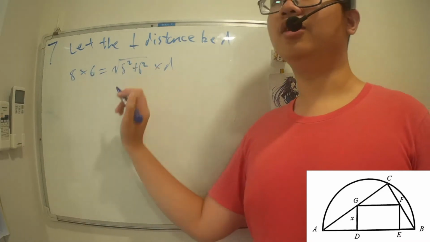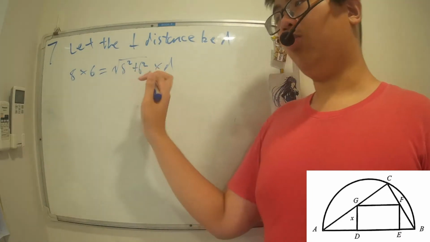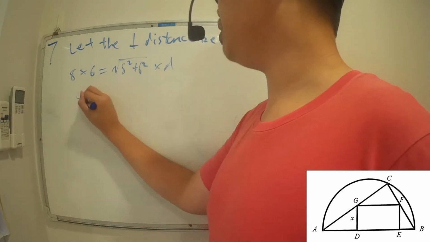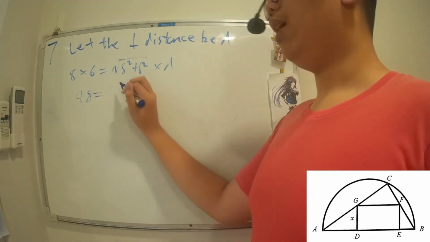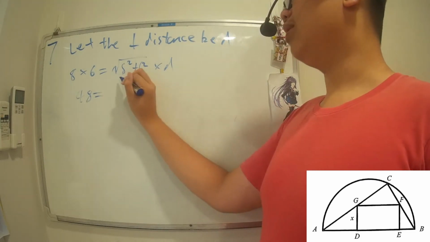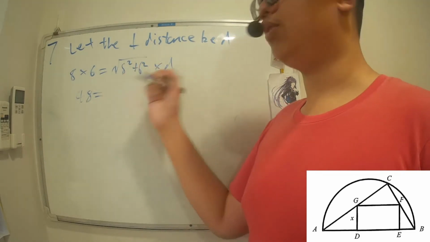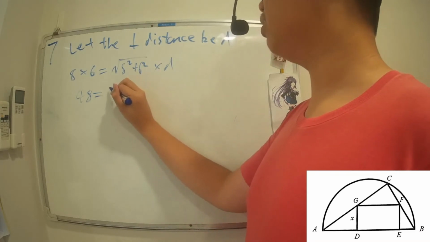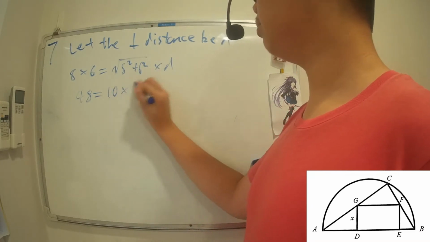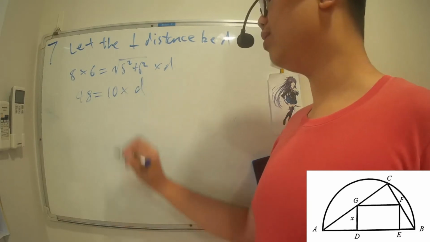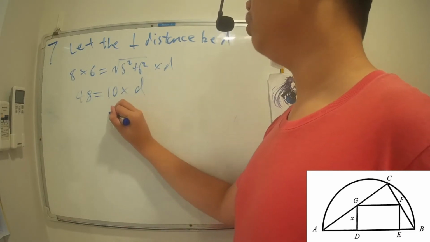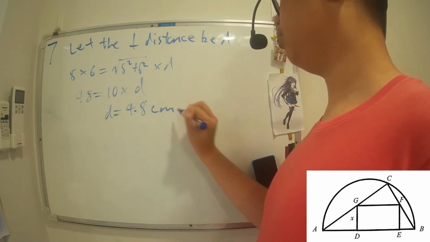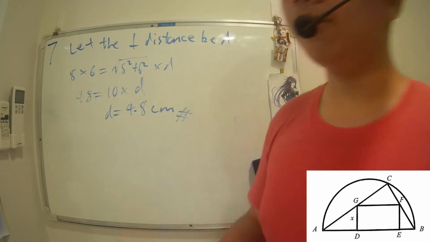Then I have the base being the hypotenuse of the right angle triangle. So 48 is equal to, and this here is 10, one of our common Pythagoras triples, so this is 10 times D. From here, instantly I see that D is equal to 4.8 cm. Okay, so very easy, right?